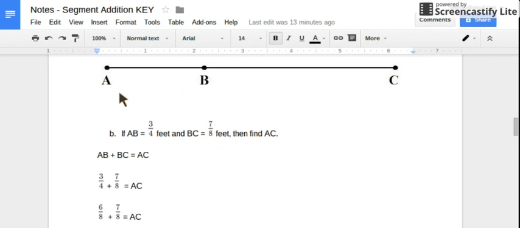So this time we're told the two smaller sections or parts from A to B and from B to C. So I know that I'm going to add the distance from A to B with the distance from B to C, and that will give me my total distance from A to C. So again, we set it up. That allows us to substitute and solve for what's missing.